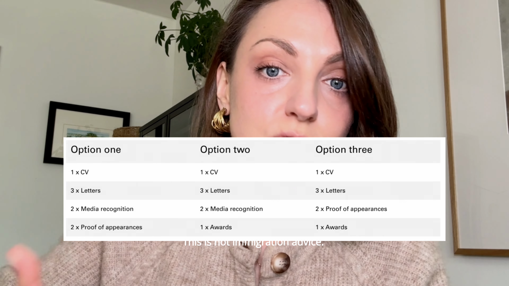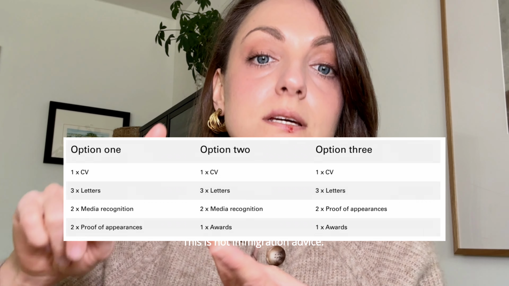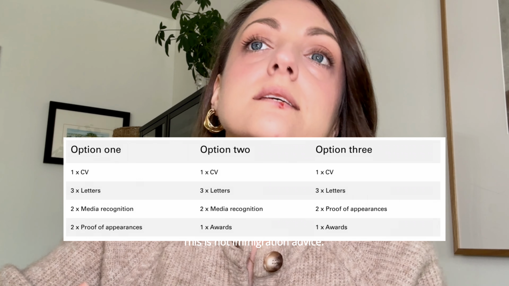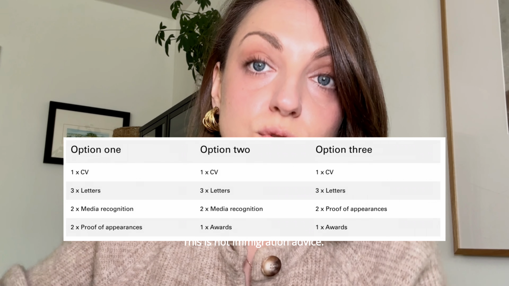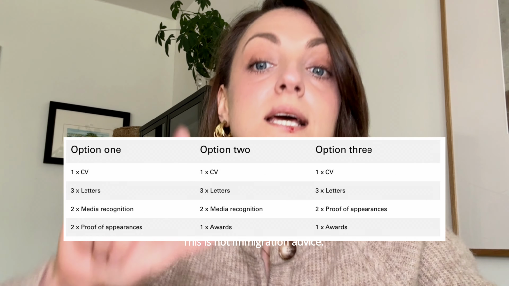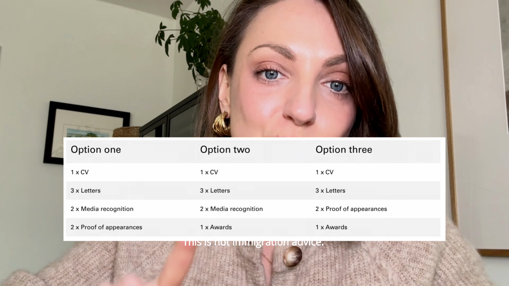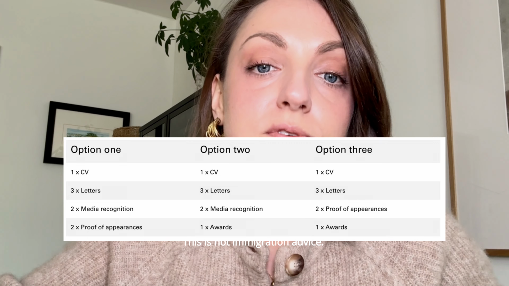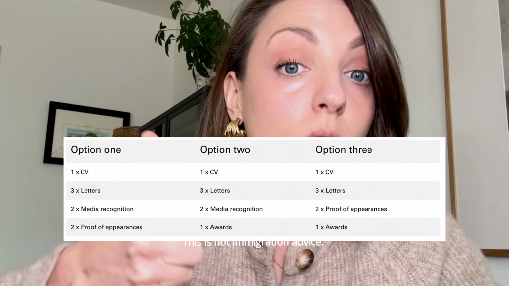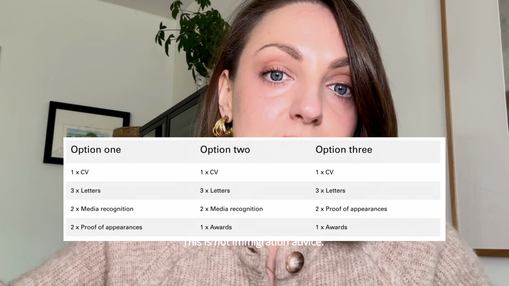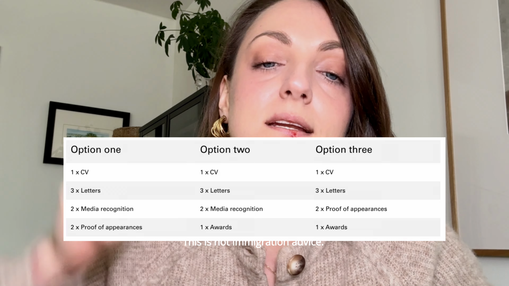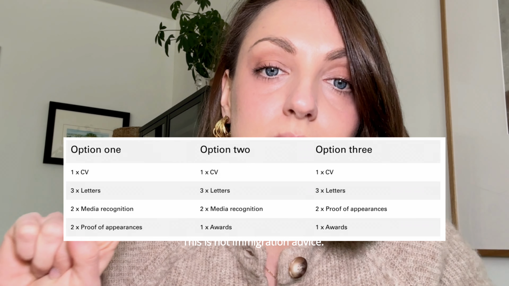Option number 1, which is the most popular option, is CV, 3 letters, and then 2 media recognitions and 2 proof of appearances. This is for someone who doesn't have an award. So you can get Arts Council endorsement even without an award if you have a minimum of 2 media recognitions and 2 proof of appearances. I will talk about 10 documents in a bit. Option 2 is for someone who has an award, and this will again be CV, 3 letters, and then 2 media recognitions and 1 award. And option 3 is no media recognition but an award, which is a CV, 3 letters of support, and then 2 proof of appearances and 1 award.